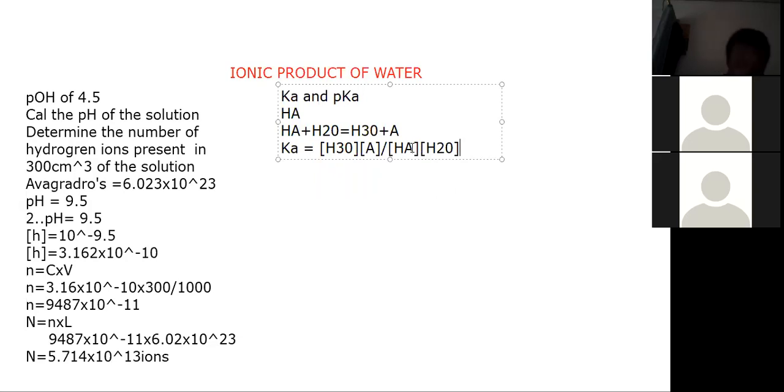Now let's take note that the Ka here is the acid dissociation constant. So it is the rate at which the acid dissociates in water. And so that is Ka here. Or in other words, we can say acid ionization constant. That means the rate at which the acid ionizes in water. That is it. And here we are talking about weak acid. We know that weak acid ionizes partially in water.